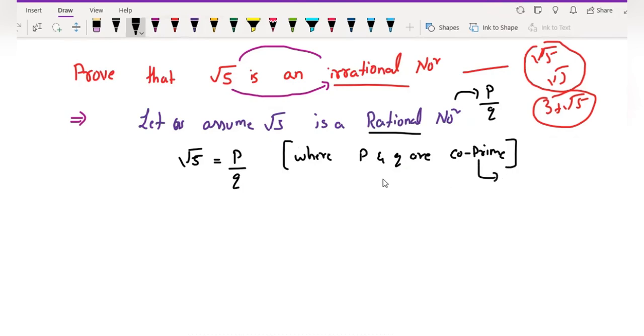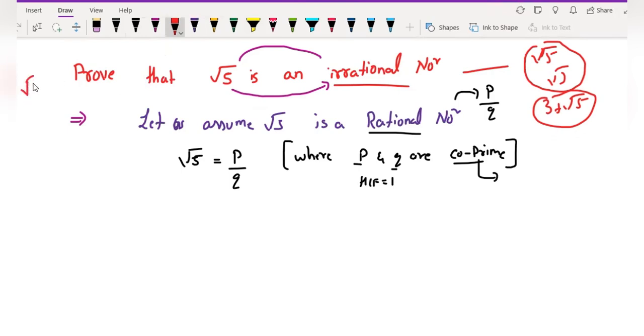Co-prime is nothing but this: both p and q have only one common factor, that is, their HCF is 1. Those numbers will be called co-prime numbers. Now we have got it: root 5 is equal to p by q.